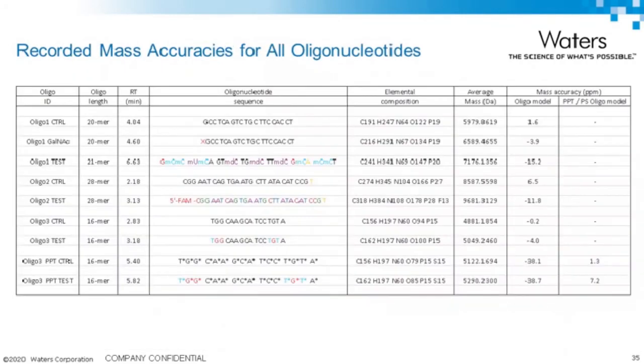To summarize, I included a table here where we have all 8 compounds, modified and unmodified, highlighted here, according to their retention times, their structure, the average mass, and the mass accuracy. As we can see from the right side of this table, mass accuracies better than 15 parts per million were obtained for all these compounds, regardless whether they are modified or not.